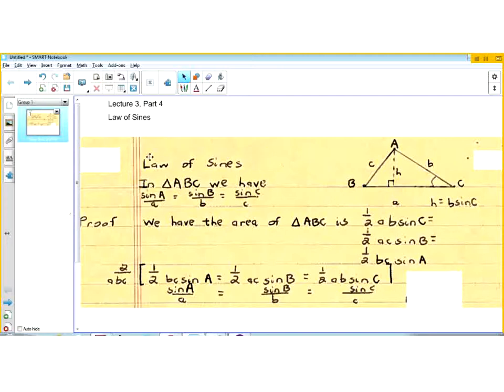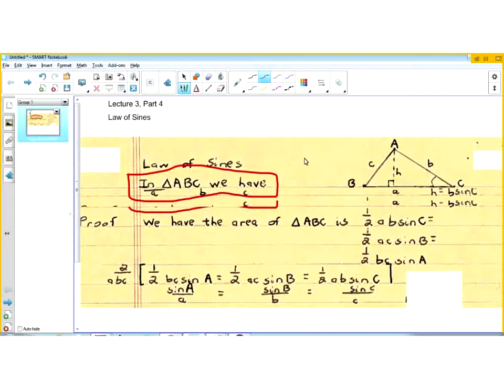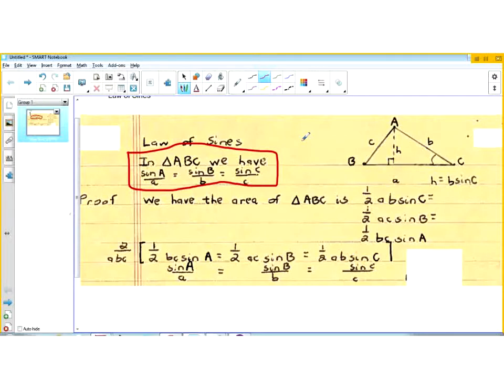And so in triangle ABC, the law of sines stipulates this. For triangle ABC, the sine of A divided by the length of the opposite side is equal to the sine of B divided by the length of its opposite side, which is equal to the sine of C divided by the length of its opposite side. So we have this important relationship between the lengths of the sides of a triangle and the sines of the angles of the triangle.